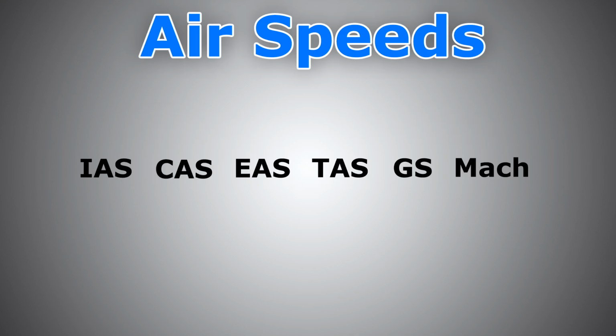Today, we'll be talking about airspeeds. Indicated airspeed, calibrated airspeed, equivalent airspeed, true airspeed, ground speed, and last but not least, Mach number. We will discuss what each one of these speeds mean and how to convert from one to the other, and which ones are more important to us as pilots. So without any further ado, let's dive right in.